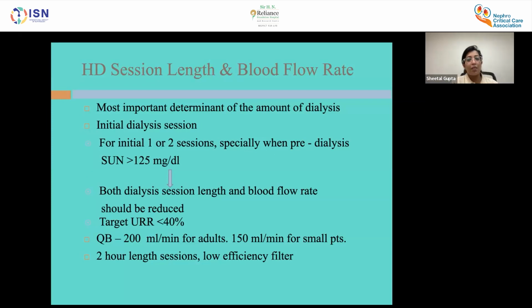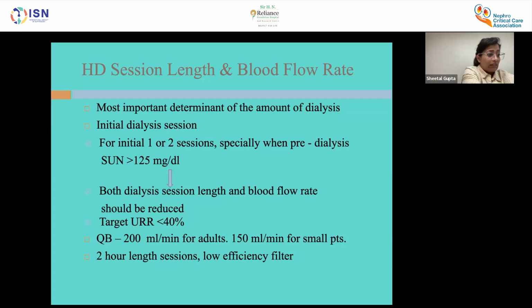The session length and the blood flow rate are the most important determinants of the amount of dialysis. Generally, for the initial 1 or 2 sessions, especially when pre-dialysis serum urea nitrogen is more than 125 mg per deciliter, both dialysis session length and blood flow rate should be reduced. Here, we should target urea reduction ratio less than 40%. All these terms we have learned in the last session.